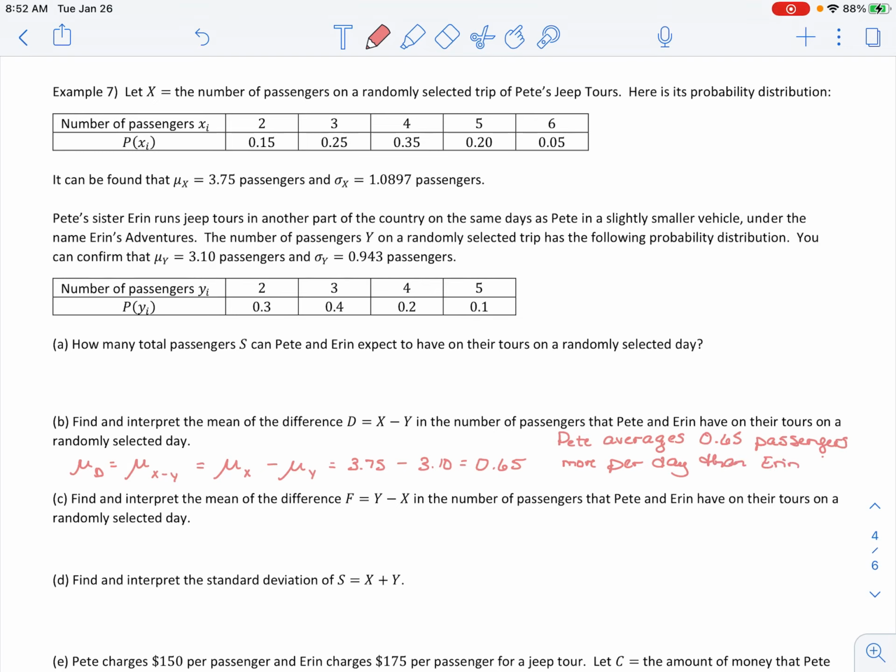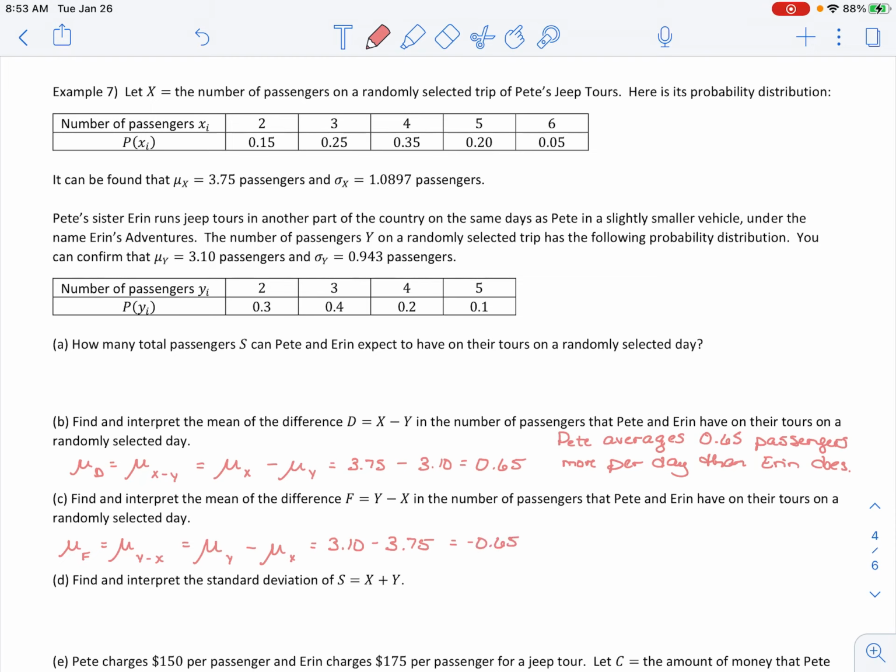So then on part C, I'm now just flipping it. Find and interpret the mean of the difference. Now I'm doing Y minus X. So I'm going to find the difference still of Pete and Aaron, but now I'm doing Aaron's minus Pete's. I'm going to apply my formula. I want to find mu sub F, where F is defined as the difference of Y minus X. Then our rule is that I can individually subtract my averages. So it's basically the same thing. It's just the order has changed and I get a negative result.